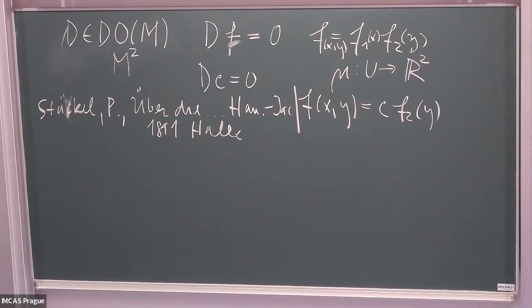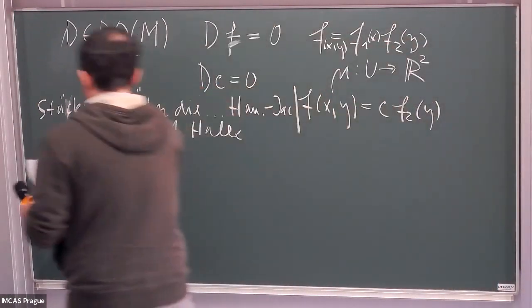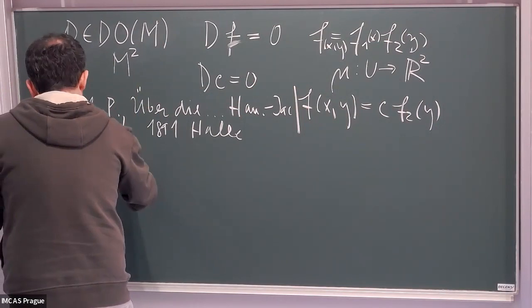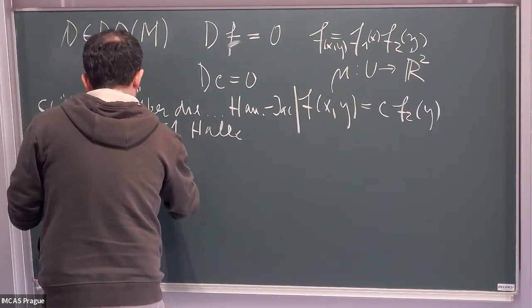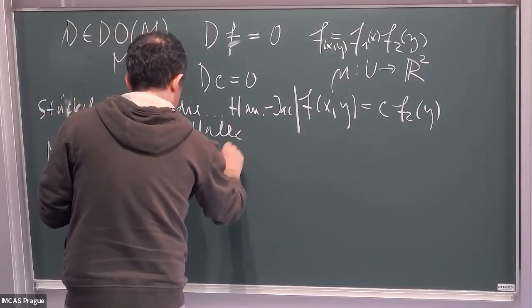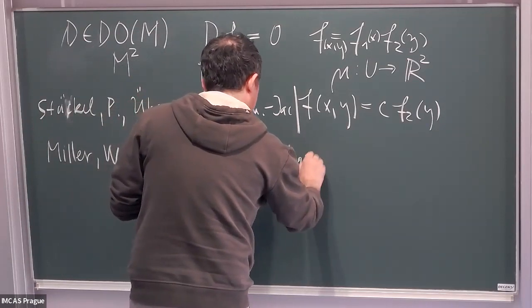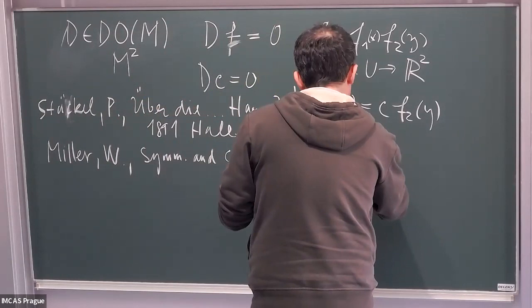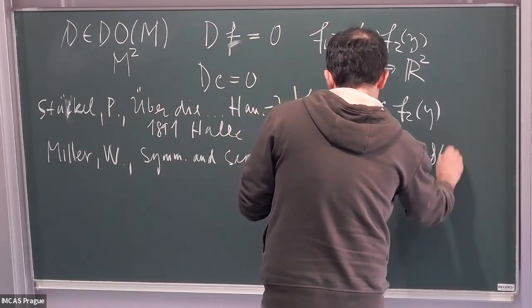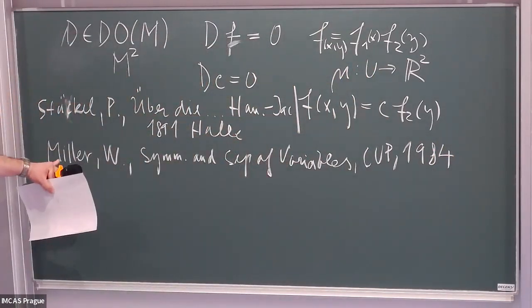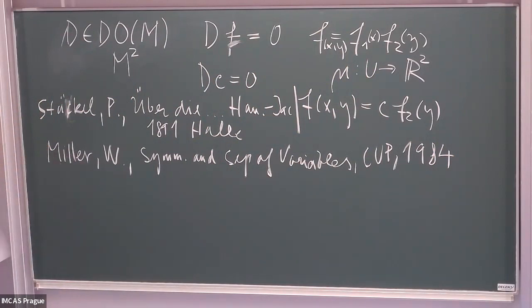Then there are quite popular books for physicists, Miller, Symmetry and Separation of Variables. This is a textbook, a monograph from Cambridge. They have the classical approach we were motivated by, but the definition of a separable operator and separable solution is missing, not only according to us, but also to Koornwinder, who was given as a citation by Igor.